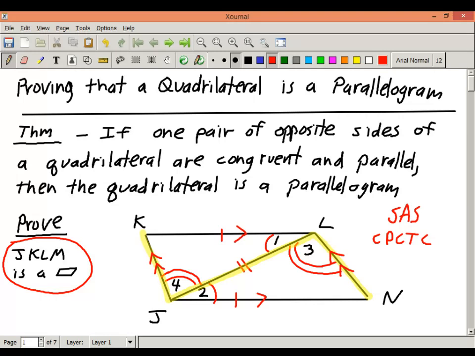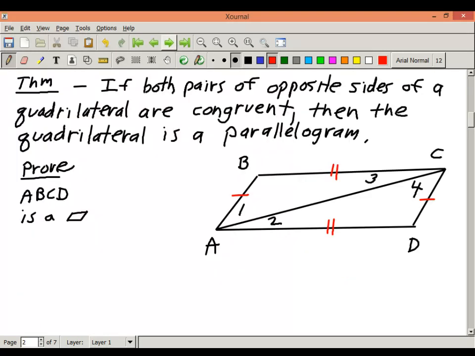Top and bottom sides were given to be parallel. Left and right sides were proven to be parallel. So that makes that a parallelogram. Okay, new theorem.